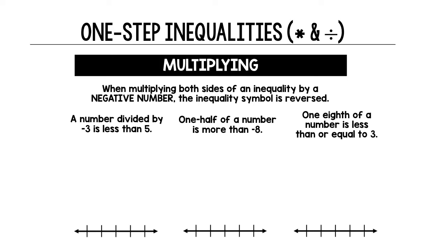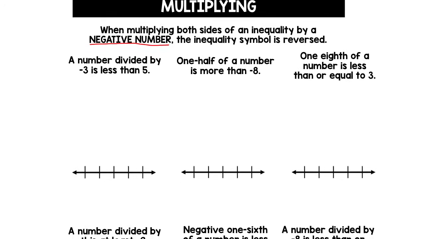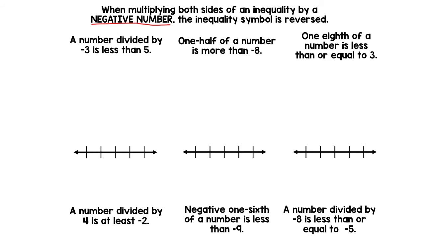So when multiplying both sides of an inequality by a negative number, these changes only affect when we multiply or divide by negative numbers. The inequality symbol is reversed. That just means we take the inequality symbol that we have and flip it around. So let's do some inequality writing.